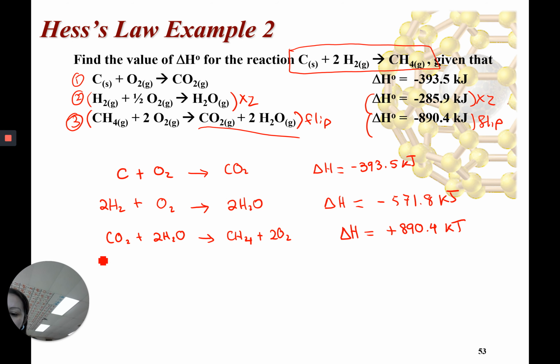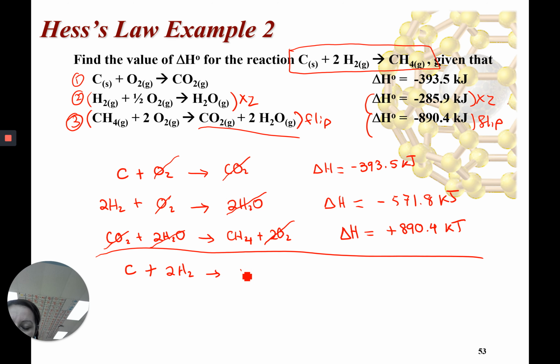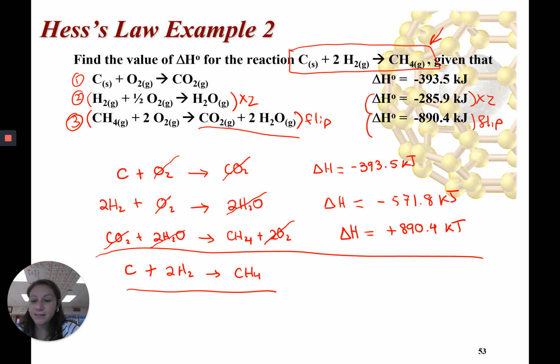Now we just check. So to check, you add up your reactions, all the reactants on one side, then an arrow, all the products on the other side. Do you see anything that's common in the reactants and in the products that we can cancel out? I see 1 CO2 here and 1 CO2 here. I see 2H2O in the reactants, 2H2O in the products. I see 2 O2s in the reactants and 2 O2s in the products. And that's it. So what we're left with is carbon plus 2H2 yields CH4. Does this match the equation we wanted? Yes, it does. That means we did it correctly.